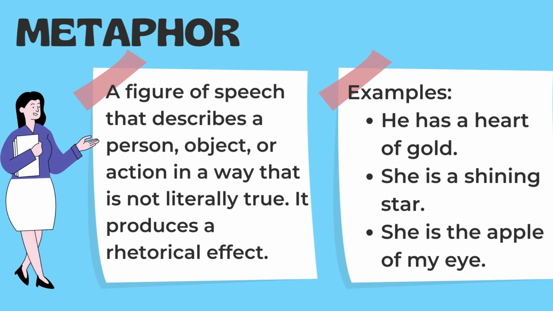Let us proceed with a metaphor. It is a figure of speech that describes a person, object, or action in a way that is not literally true. It produces a rhetorical effect. So we have examples. He has a heart of gold. She is a shining star. She is the apple of my eye. So you can see in these statements, you can sense that there is a rhetorical effect and it also describes something in a way that it is not literally true.